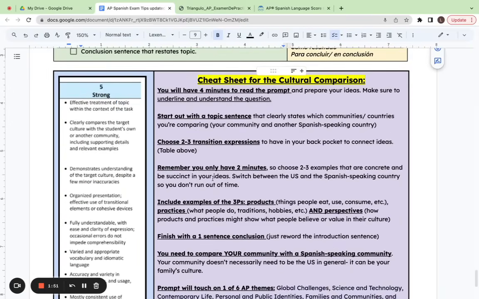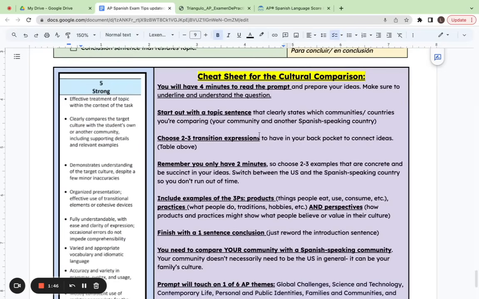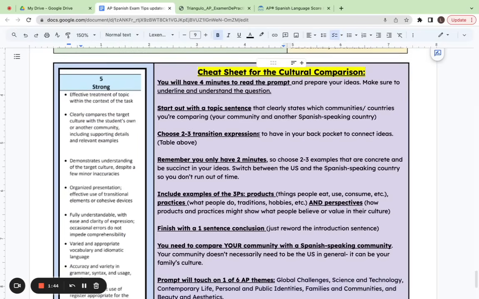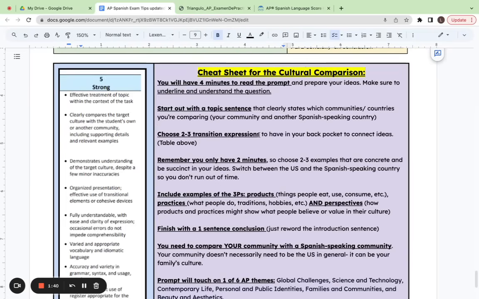So let's look at this cheat sheet to just reinforce what you need to include. Again, you'll have 4 minutes to read the prompt and prepare your ideas. So underline and make sure you understand the question, because you want to be comparing the right topic before you actually say your ideas. Again, we're starting out with that topic sentence and stating both communities that we will be comparing.